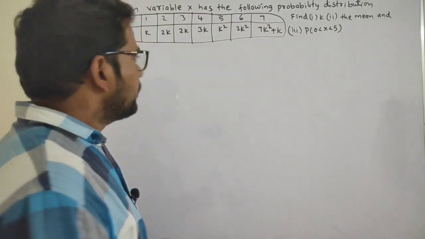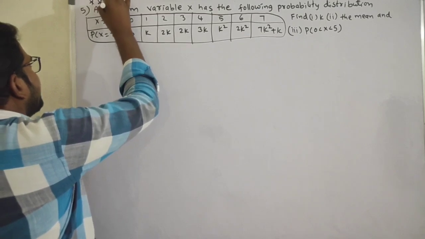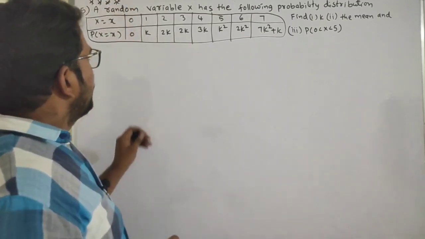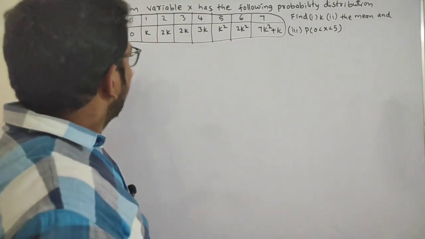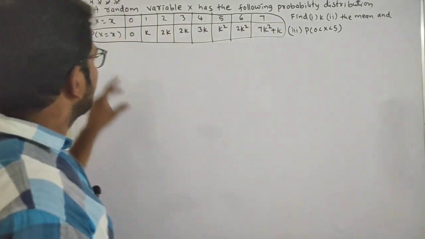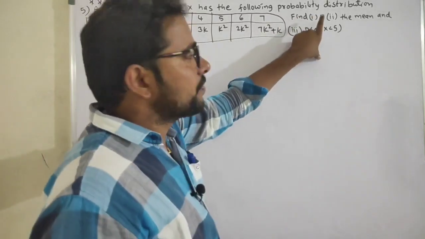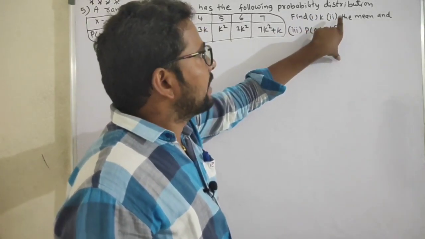Now the fifth question. This is also a very long question, an important long question. Easy and important. A random variable x has the following probability distribution. So this is the probability distribution. Find k first, and second, the mean.